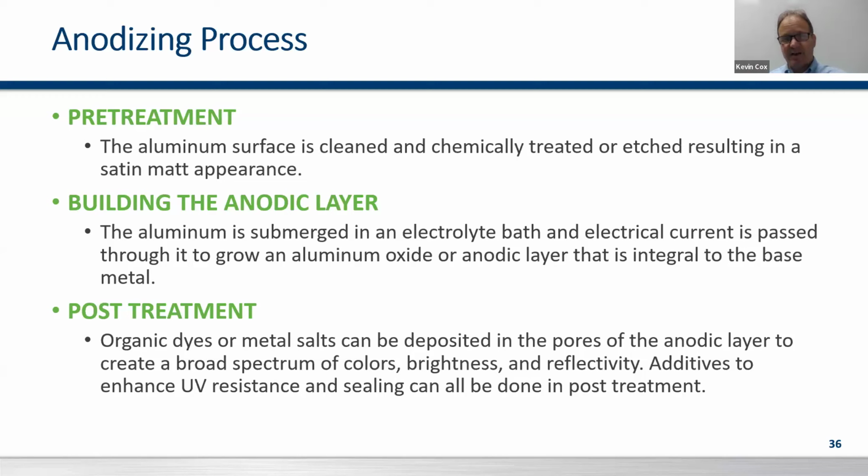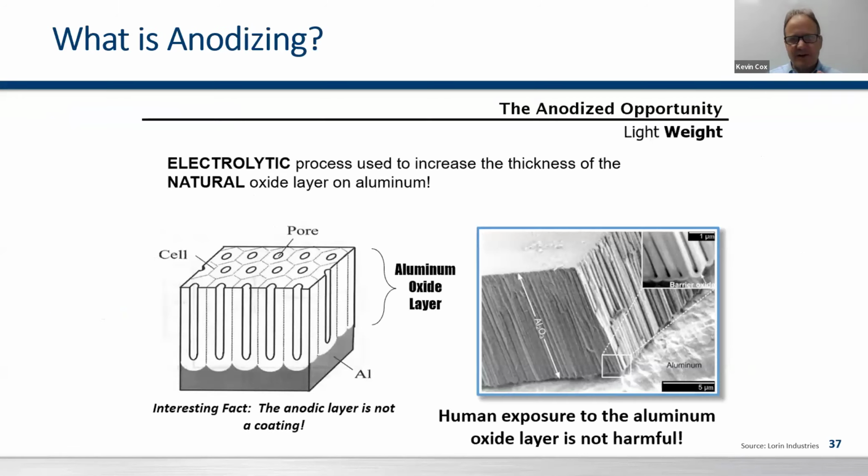They can actually create a large spectrum of colors, like you saw at the Provincial Theater, brightnesses, reflectivities. They also put additives that will enhance UV resistance, so we're not having fading if we have direct sunlight. And they can also do some sealing processes in the post-treatment because the cells are very, very organized. So the oxide layer is a natural process. Once again, it's accelerated and controlled to achieve a desired thickness and finish.